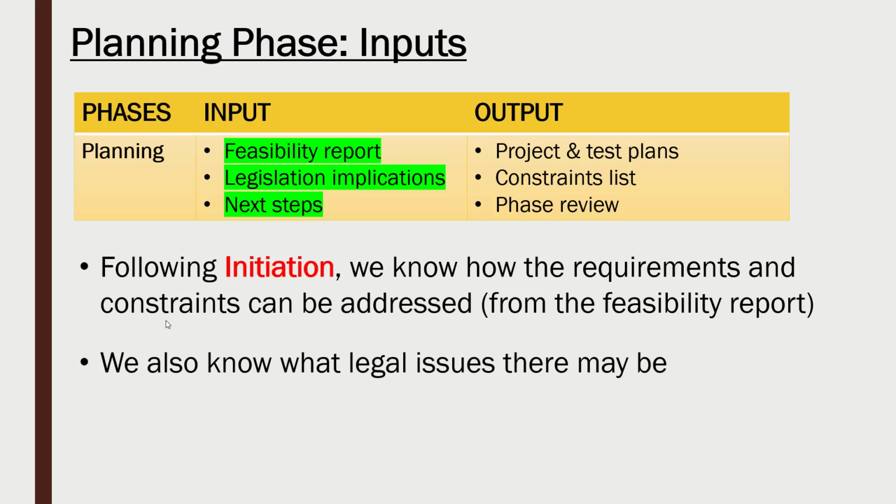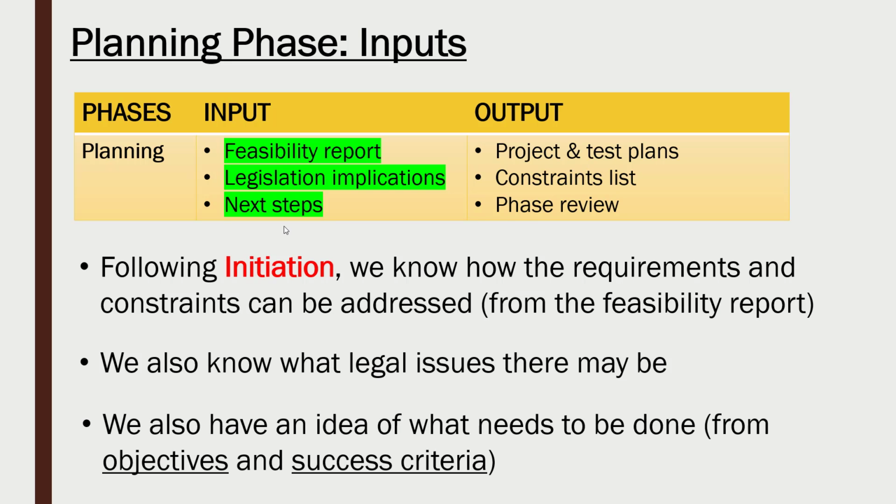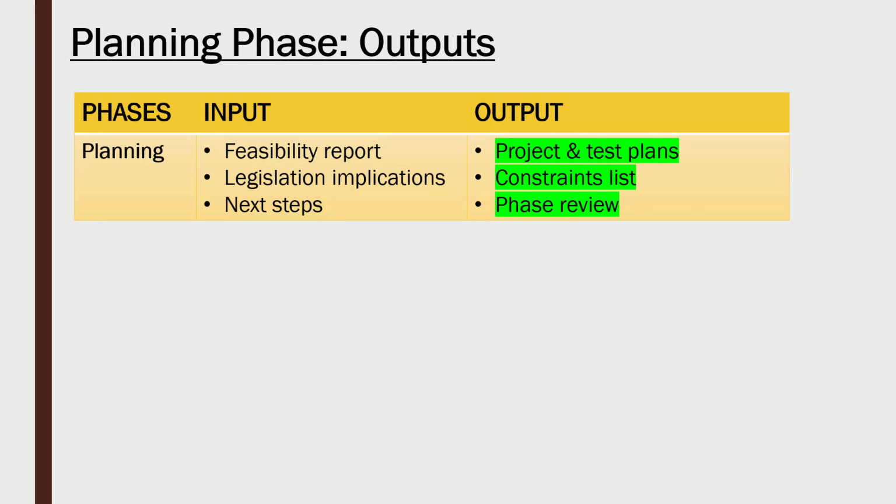We also will have considered the legal issues, legislation being another word for a law, essentially. We know what laws are relevant to our project, and we know how not to break them in our plan. And in terms of our third input, next steps, which is quite vague, really this is us knowing what we need to do. This will often be derived from our objectives, which are hopefully SMART, and also our success criteria, how we know what we're doing is a good thing. Okay, so we've got our inputs, which are all from initiation.